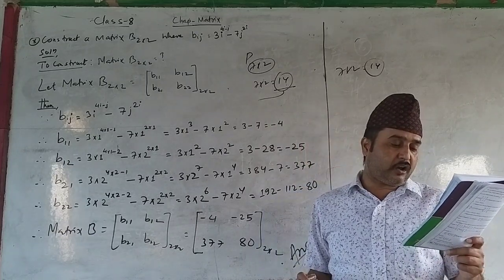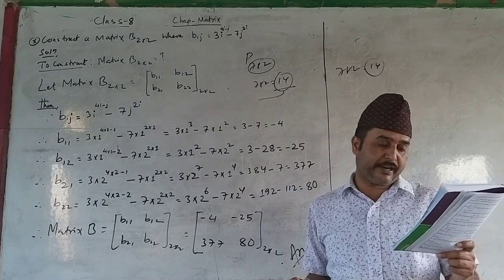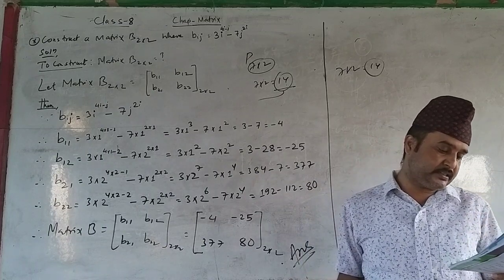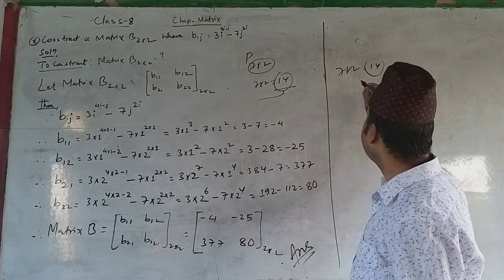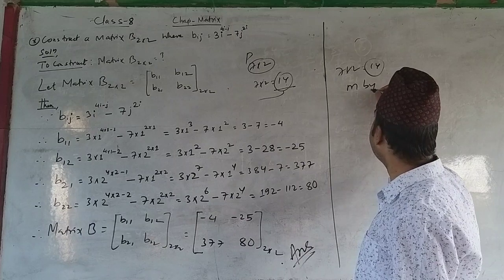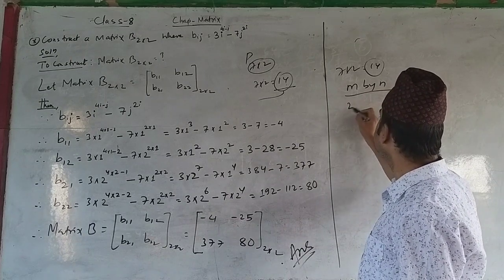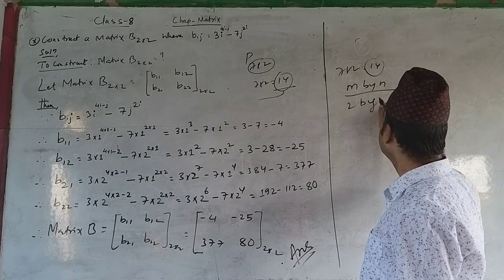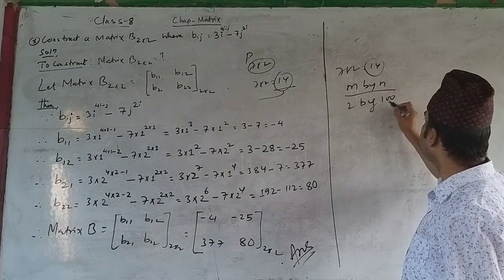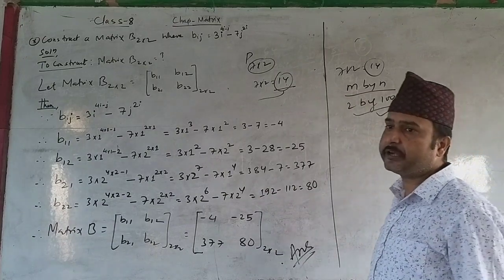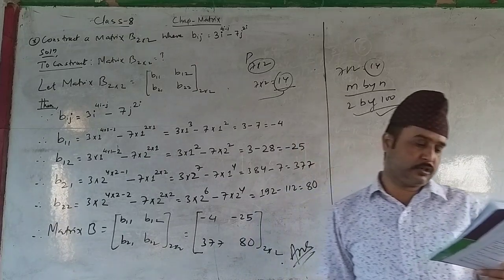Write the order of B in notation. Yes, this is the order m by n. Suppose m is the number of rows and n the number of columns. If it is 2 rows by 100 columns, you write it in notation. How do you write the number of rows, number of columns?